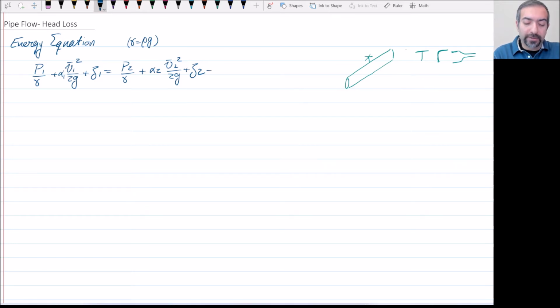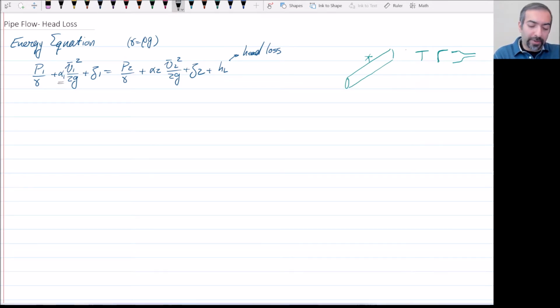And because of the losses, we're going to add the so-called head loss here. That has the total energy loss, the one term that has everything. And this term can have contributions from different sources. Now, just a little reminder here.